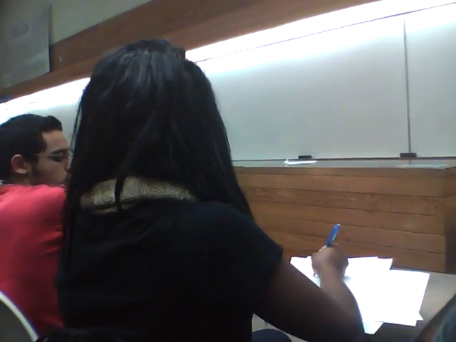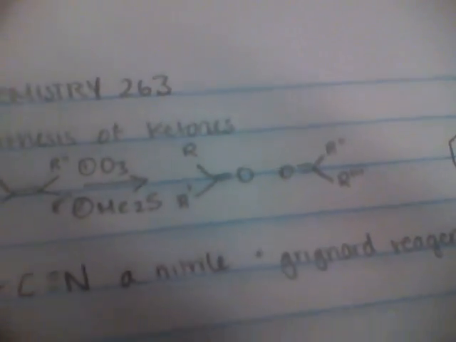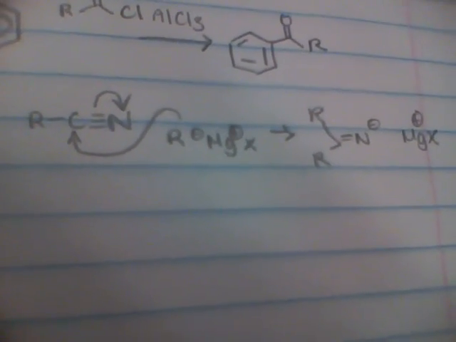It attacks the carbon, and the reason why it attacks the carbon is that the bond is polarized such that there's a slight deficiency of electron density on the carbon of the nitrile and a slight build-up of electron density on the nitrogen of the nitrile. So that's why it's the carbon of the nitrile that is attacked.